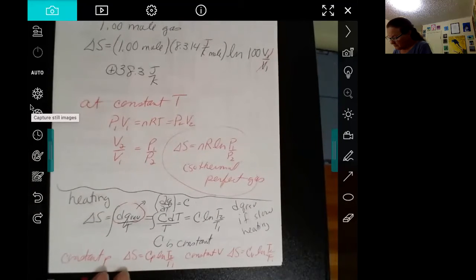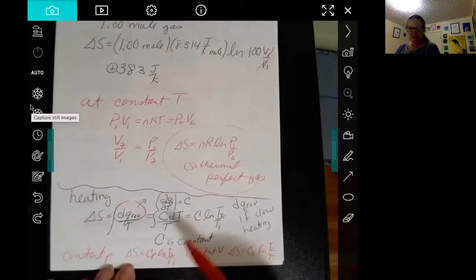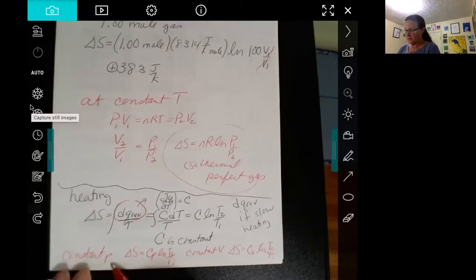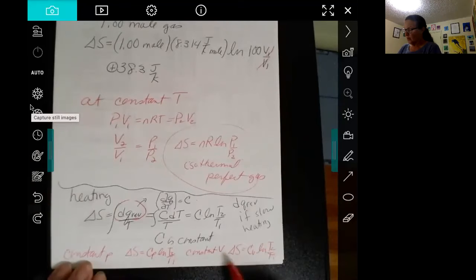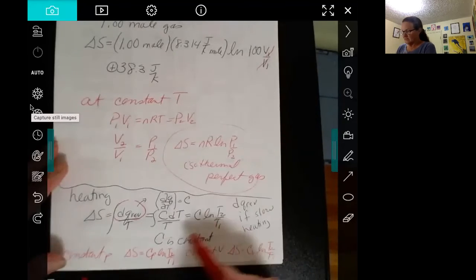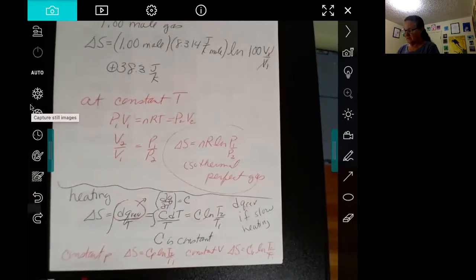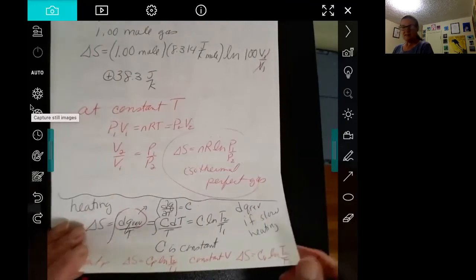Depending on your circumstances, this C would either become CP if you carry out the process at constant pressure, or CV if you carry it out at constant volume. So you can take this general equation that just says C, and if it's constant pressure, that's CP, and if it's constant volume, that's CV.